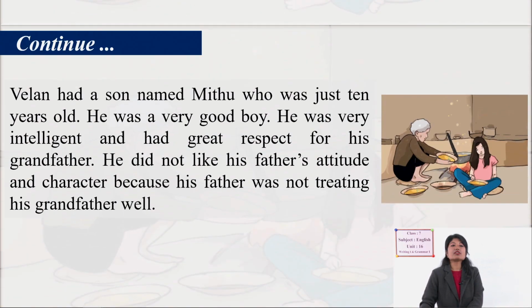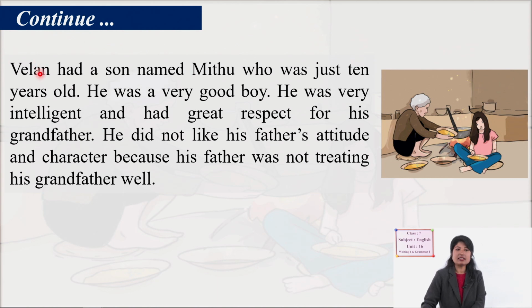Continuing the same story, let's read this one. Velen had a son named Mithu who was just 10 years old. He was a very good boy. He was very intelligent and had great respect for his grandfather. He did not like his father's attitude and character because his father was not treating his grandfather well.